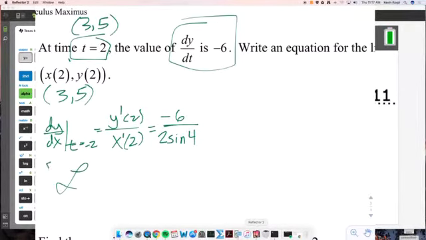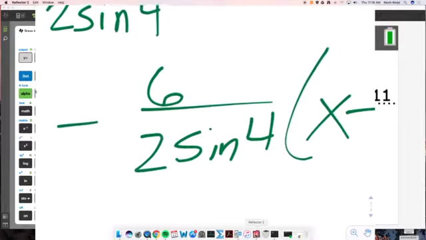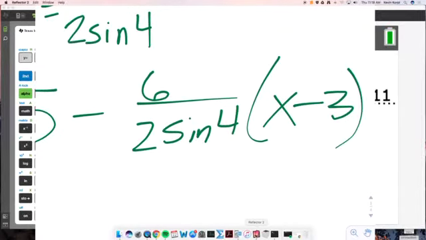So here we go. The equation L of x is the y value of 5 plus the slope, which is actually minus because it's a negative number. Can we simplify that? Sure. Do you want to? Are you going to be able to sleep at night if we don't? You can? All right. So you leave it as 6/2. I'm going to call it 1/3.